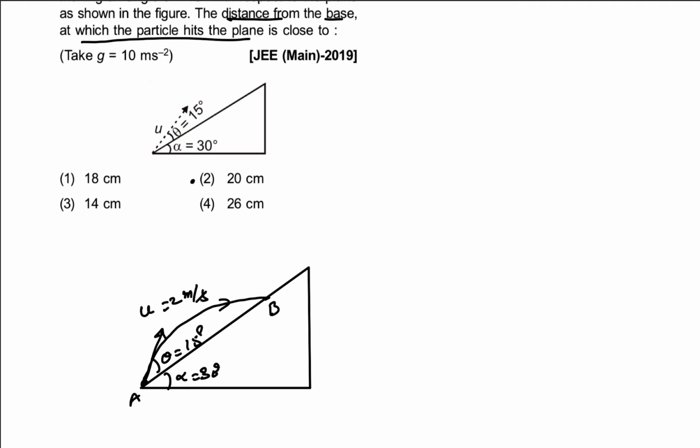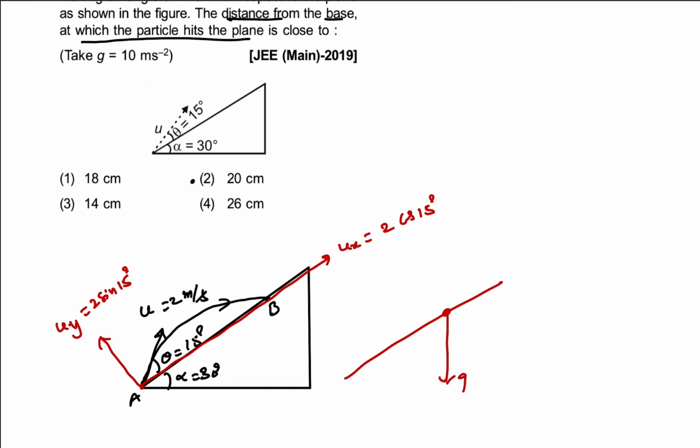In this AB value, we can resolve into components. What are the ux? ux is equal to 2 cos 15 degrees, and uy is 2 sine 15 degrees. Now I can see what my g values are. g is in the downward direction, making 30 degrees. We can write this is also 30 degrees, as it is 90 degrees, it is 60 degrees and 30 degrees. So g cos 30 degrees, and along the x-axis you can write g sine 30 degrees.